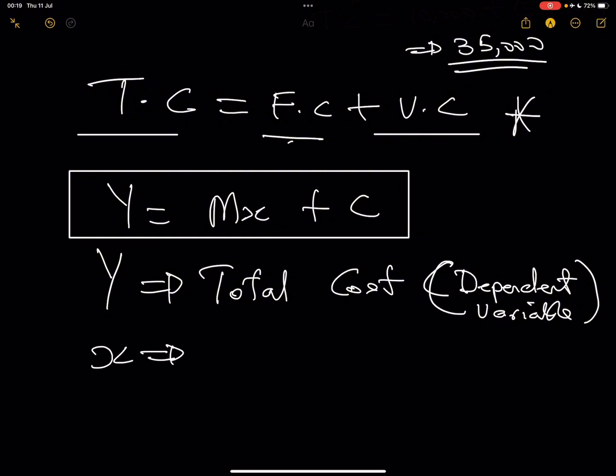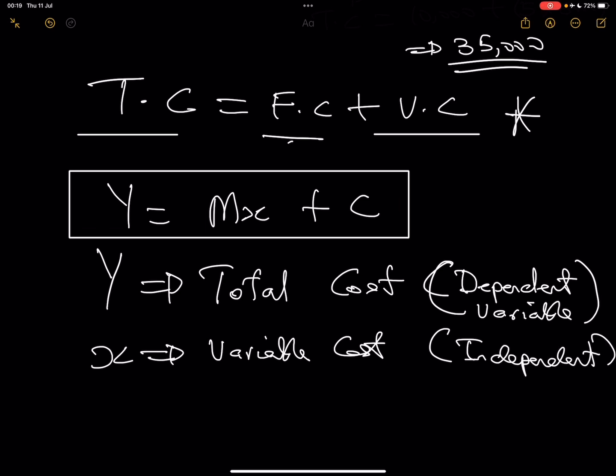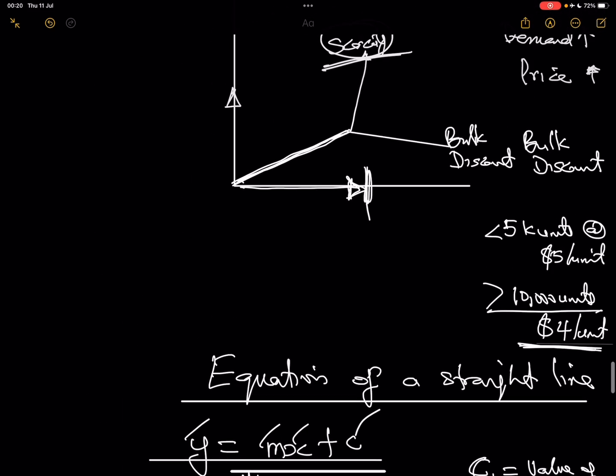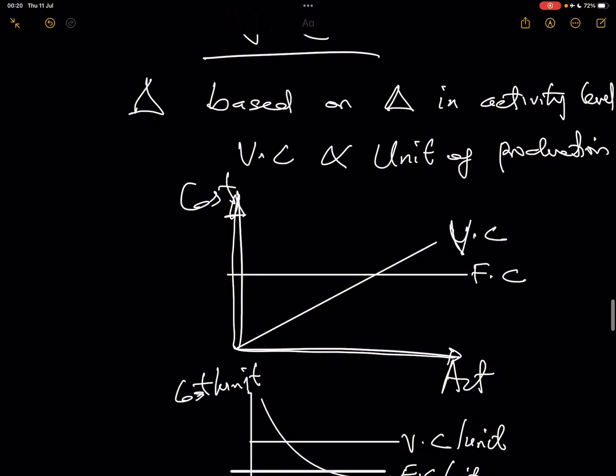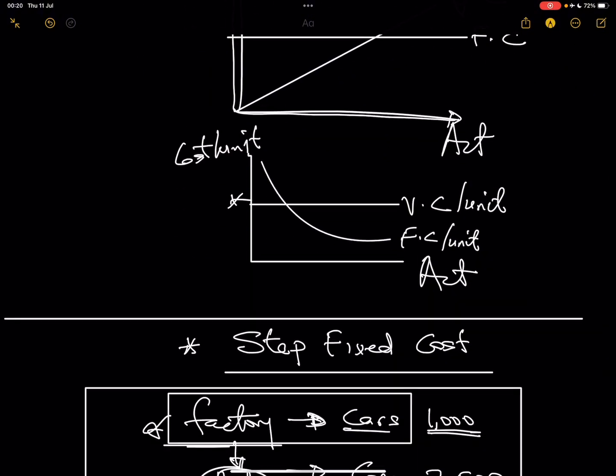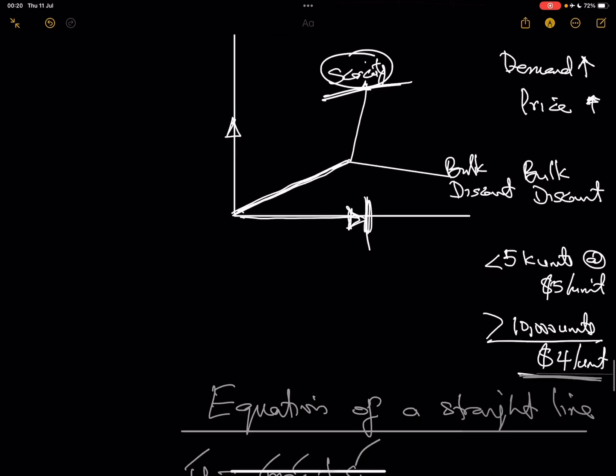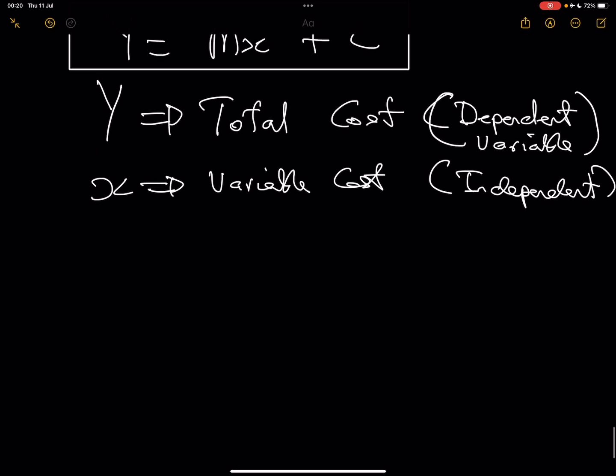Unlike x, that is the variable cost, and it's called independent because it does not depend on anything. Yeah, it's driven by level of activity in terms of total, but in terms of its cost per unit, it is what it is. It is constant, if you remember. It does not change. Variable cost per unit here, look at it. It doesn't care. It's just going straight. So it's independent.